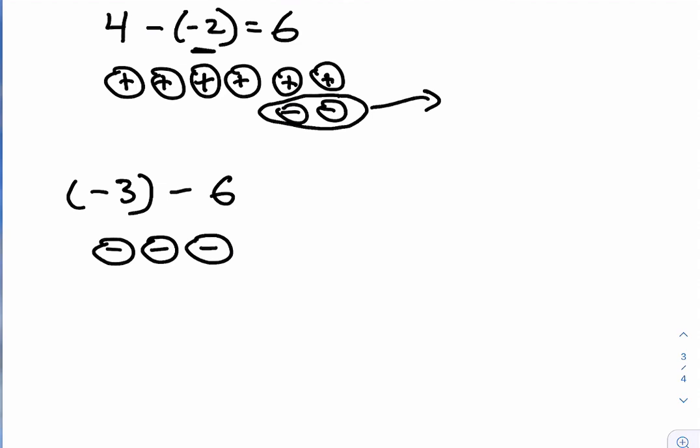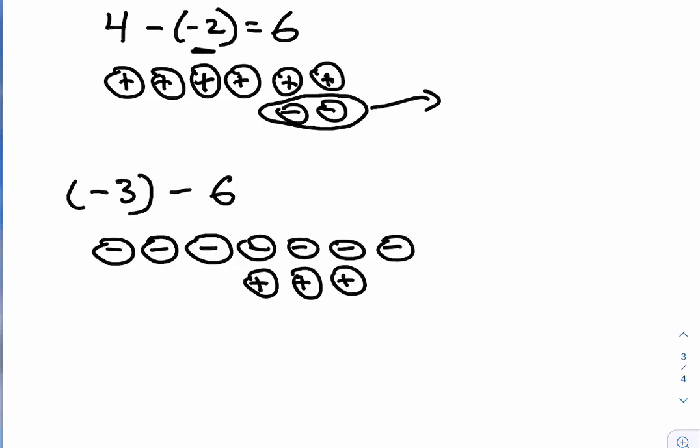chips in my grouping here. So I'm going to bring in 6 0 pairs because that will give me 6 positive chips. Again, a reminder, always bring these in as pairs or you're changing the value of what's showing. So currently still, even though there's all those chips there, I still only have a value of -3.